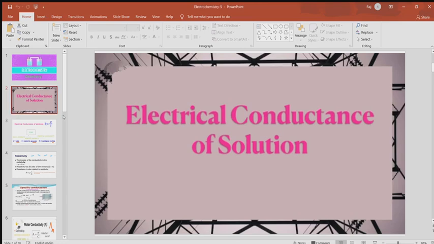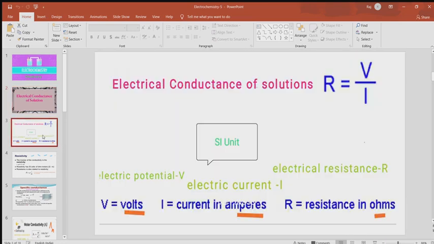Therefore, according to Ohm's law, the electrical resistance, denoted by R, of a conductor to the passage of electric current is equal to the applied potential difference, denoted by V, divided by the electric current I passing through it. This is according to Ohm's law.